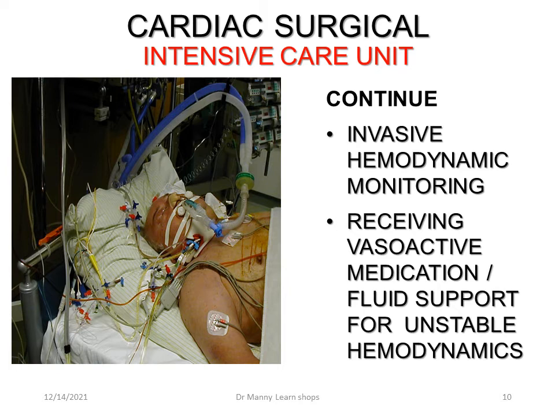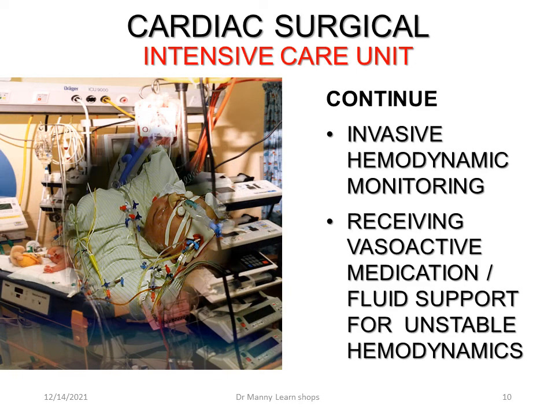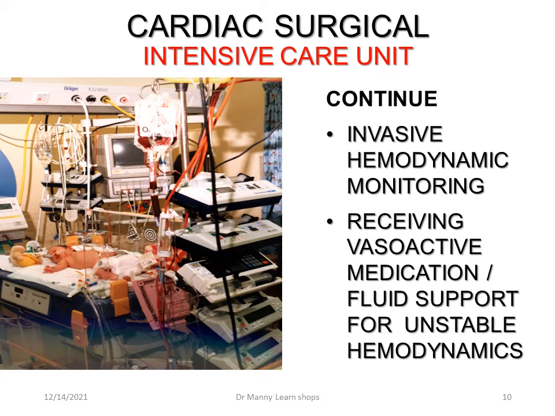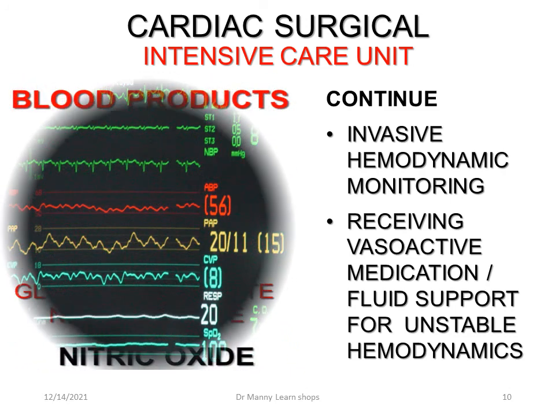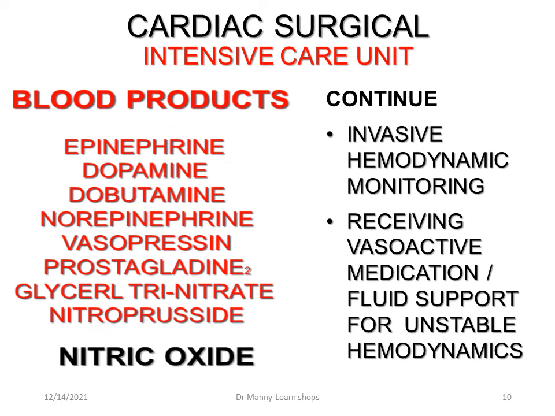The purpose of being transferred to the cardiac intensive care unit is to continue invasive hemodynamic monitoring, because you'll be receiving vasoactive medications and fluid support, especially if your hemodynamics are unstable. These can include blood products, epinephrine, dopamine, dobutamine, norepinephrine, vasopressin, prostaglandin E2, glycerol trinitrate, nitroprusside, and even nitric oxide, depending on whether you're a pediatric or an adult and what condition you are in.